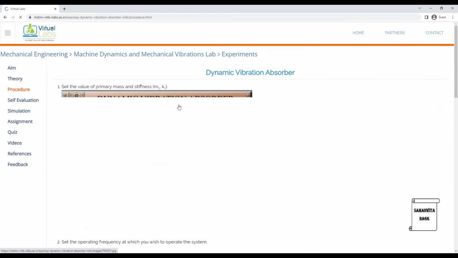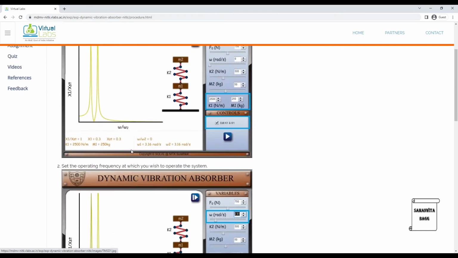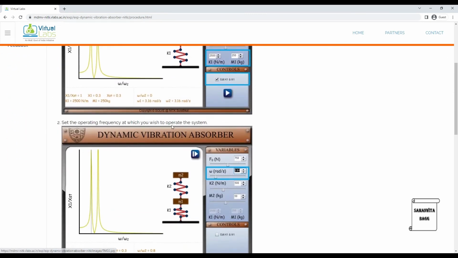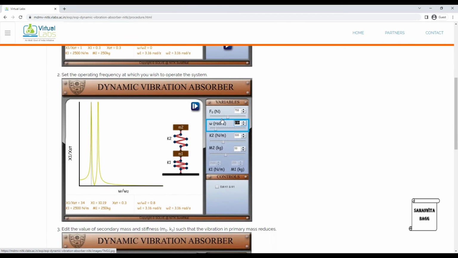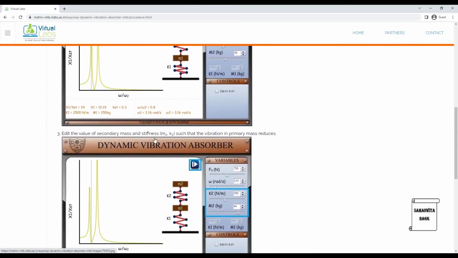Next, we will see the procedure. Set the value of primary mass and stiffness, M1, K1. We have to set the value of both of them. Set the operating frequency at which you wish to operate the system. This omega is what we have to define. Edit the value of secondary mass and stiffness M2 and K2 such that the vibration in primary mass reduces.